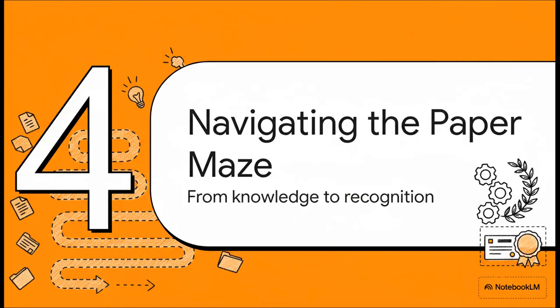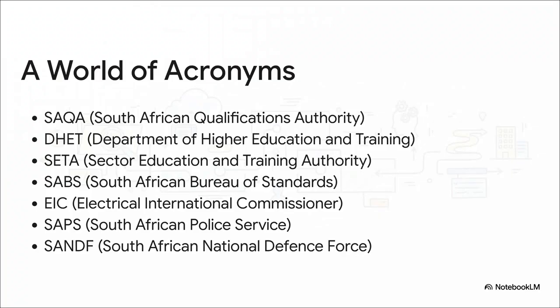All right, so having all this knowledge is one thing, right? But getting it officially recognized by all the right people, well, that's a whole other beast. And this is where things get complicated. We enter this dizzying maze of bureaucracy. Just look at this list of acronyms. Each one is another layer of paperwork, another hurdle to clear in South Africa's education, engineering, and even security sectors. It is a true alphabet soup of regulation.